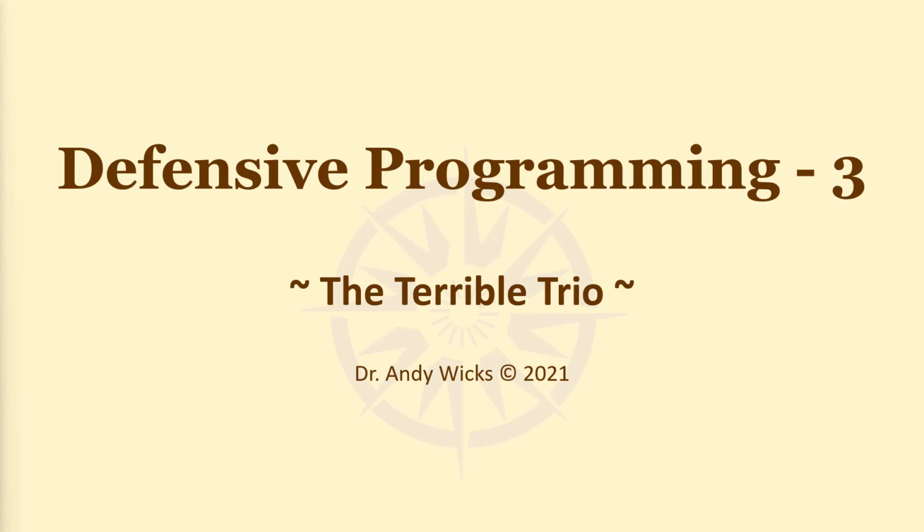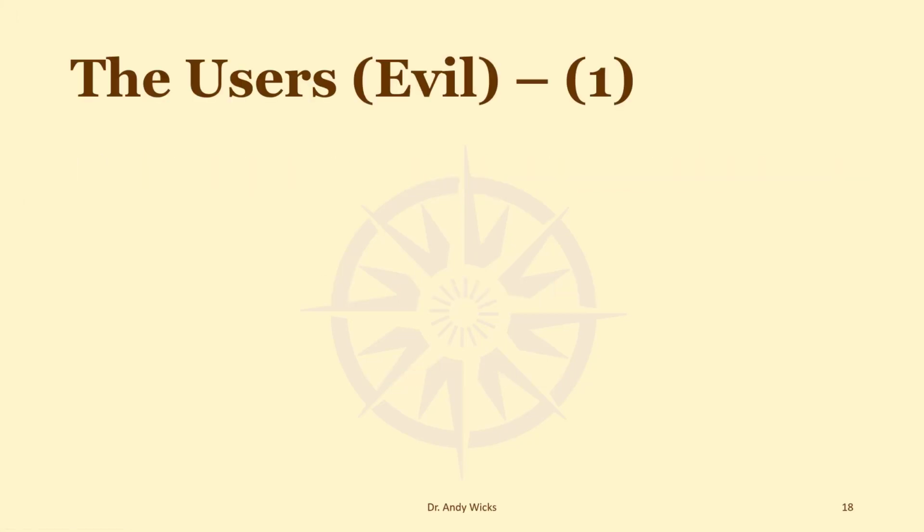My name's Andy Wicks, and in this video, we're going to look at the terrible trio. There are 3 kinds of people who are going to try and wreck your program. We're going to go through each of the 3 in the hope that you'll understand your enemy better. And if you understand the enemy, well, then you'll be able to handle them far more easily. So let's get going. The first kind of person we're going to look at are the users.